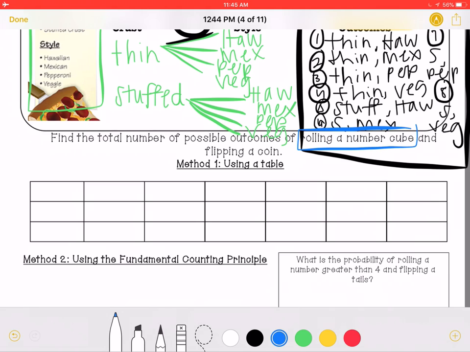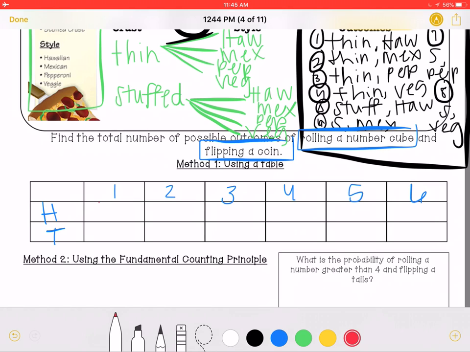When you're doing a table, you want to list out all of your outcomes for each event. So rolling a number cube, I could roll a 1, 2, 3, 4, 5, or a 6. When I flip a coin, I could flip either heads or tails. So notice, horizontally, you want to list all of your outcomes for your one event, and then vertically, you want to list your outcomes of the other event. And now we're going to look at all those different combinations.